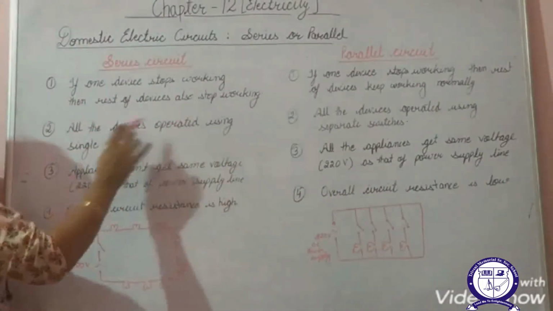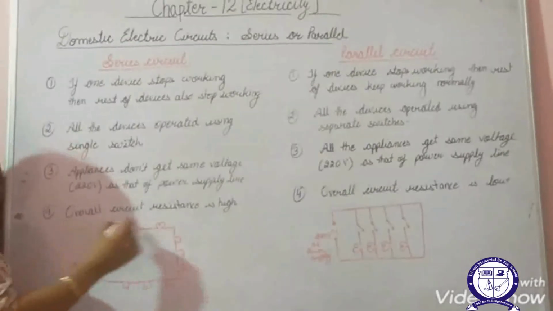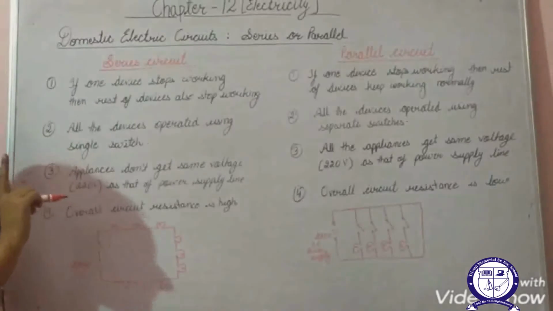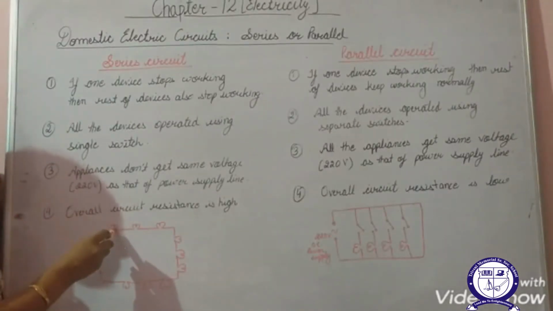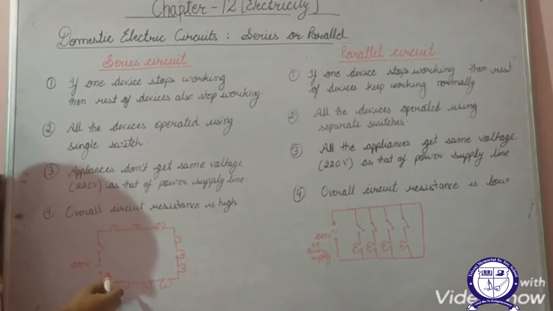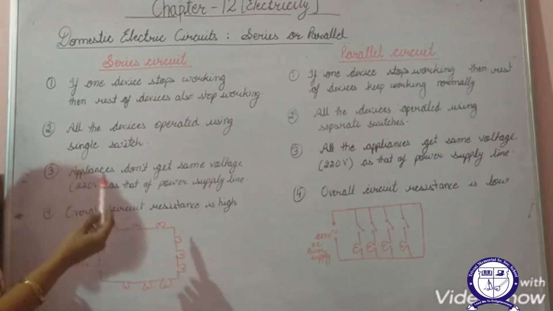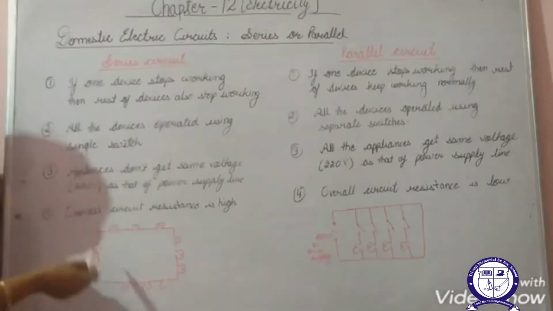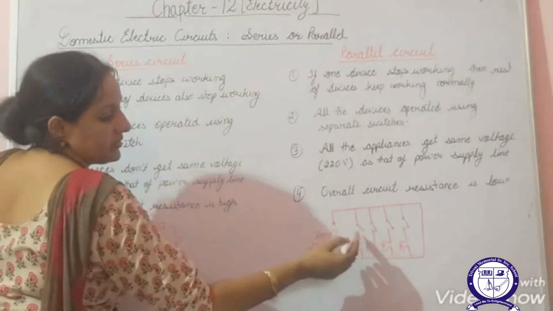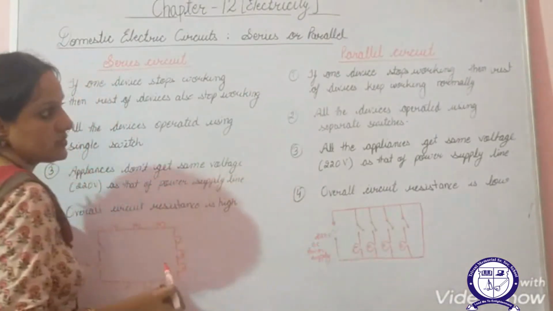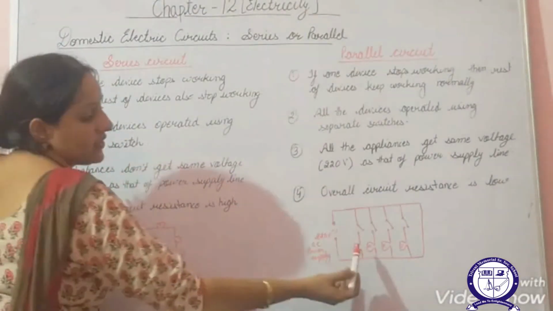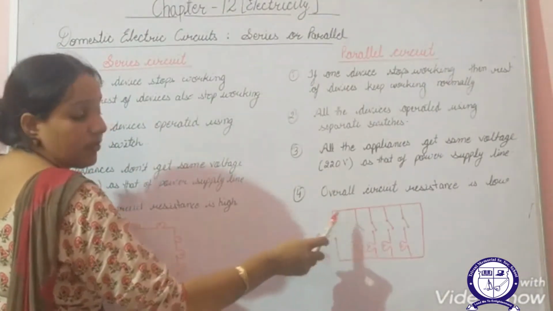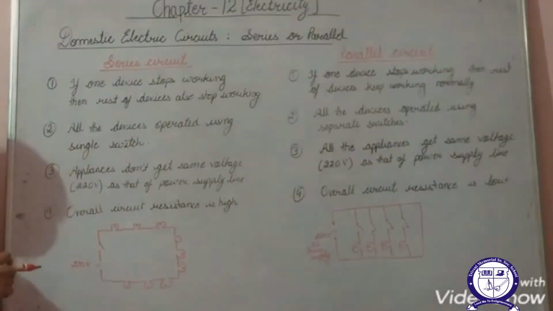Second one: all the devices are operated using a single switch. In case of series, all the bulbs are operated using a single switch at one time. If I want to switch on one bulb, then all the bulbs will get switched on. And if I want to switch off one of the bulbs, then the rest of the bulbs will also get switched off. But in case of parallel combination, all the devices are operated using separate switches, so if I want to switch off or switch on one of the bulbs, I can operate that separately also.